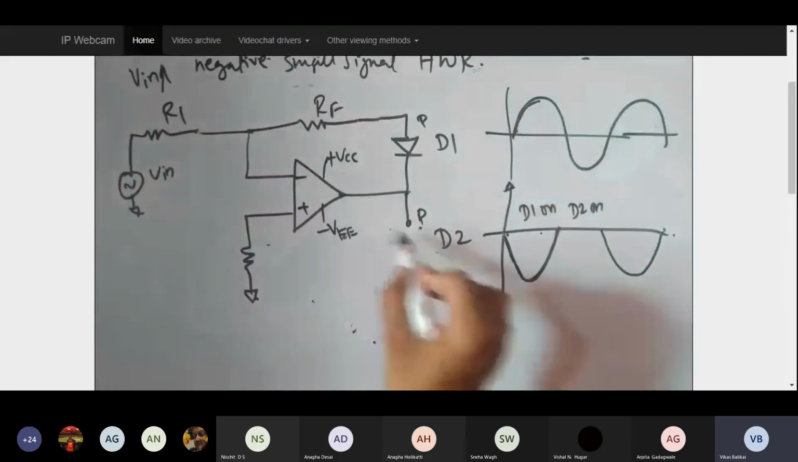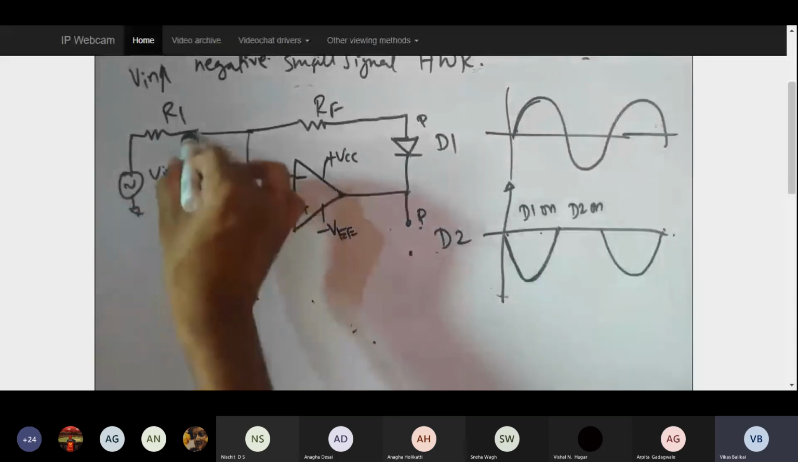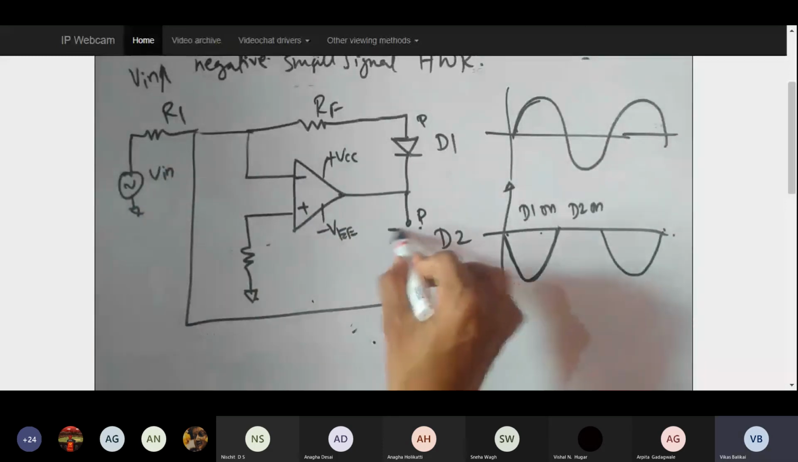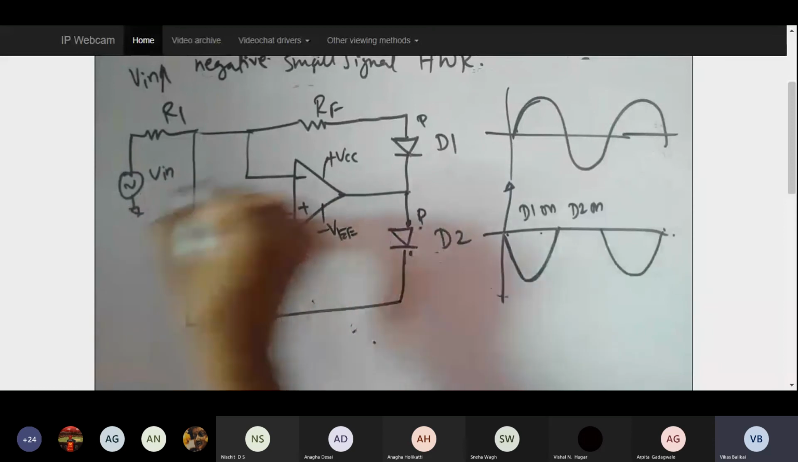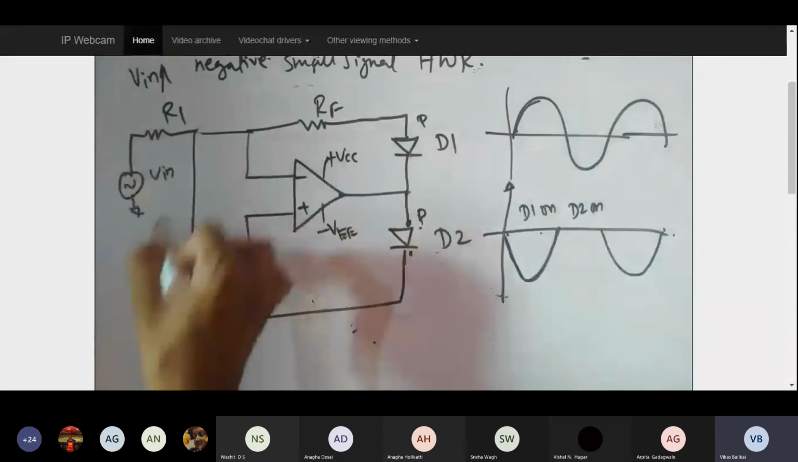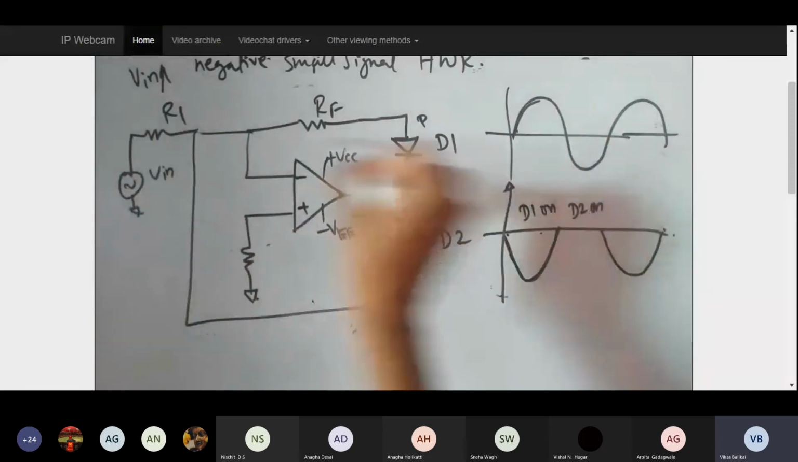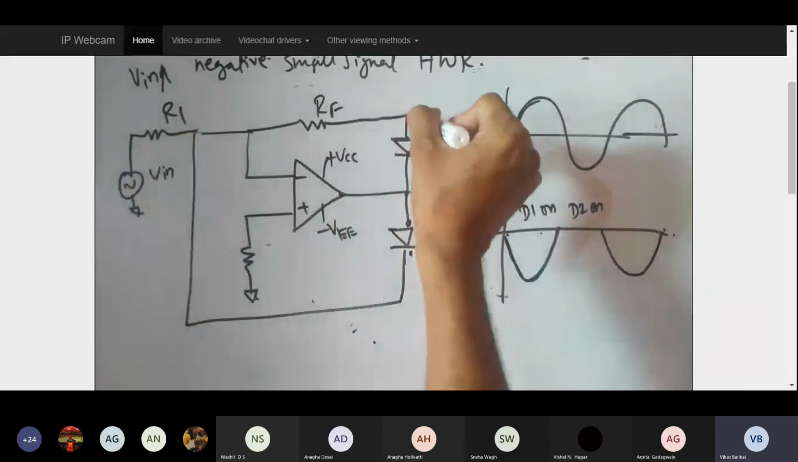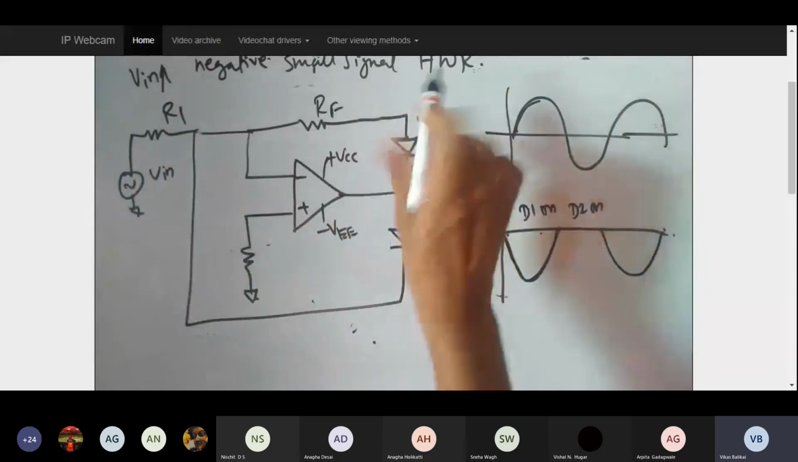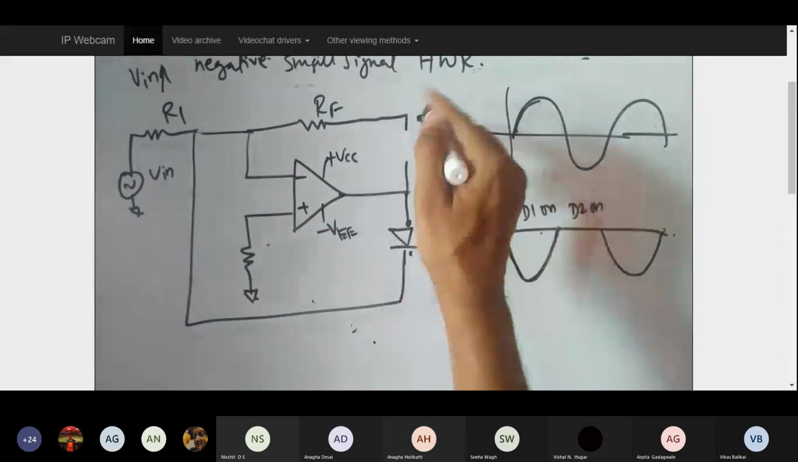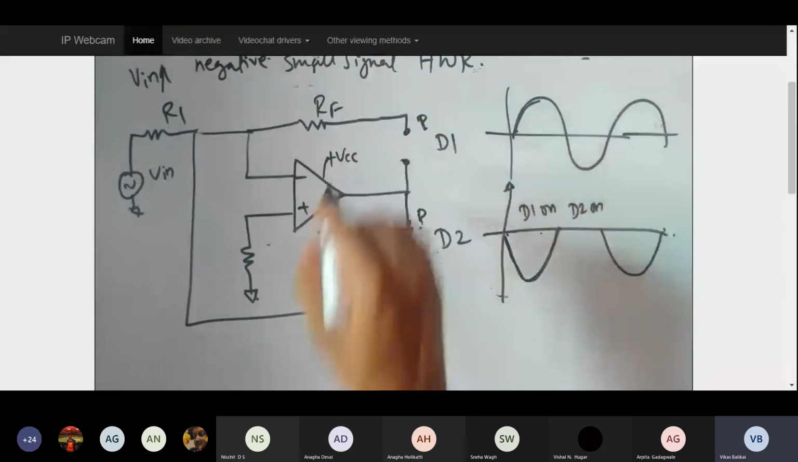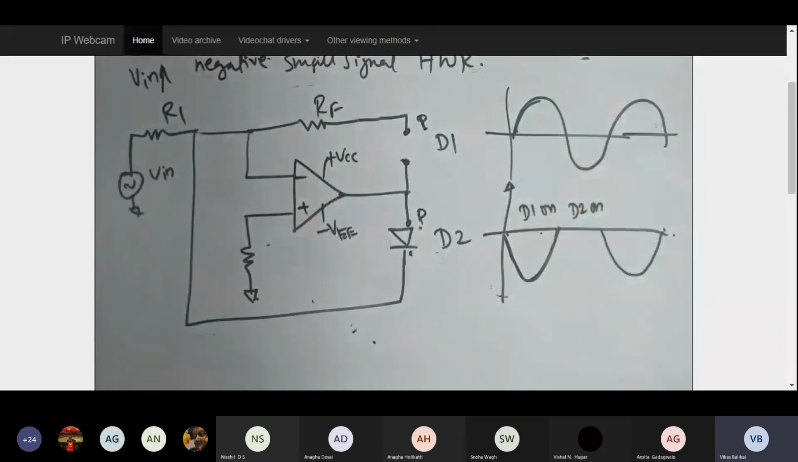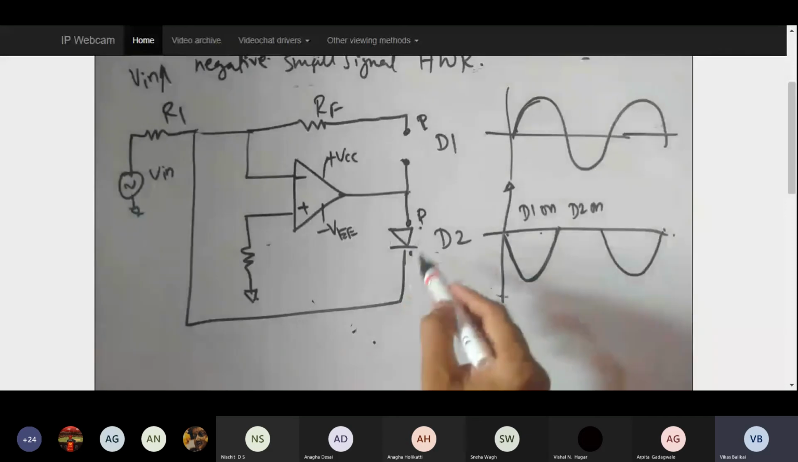So now let's say what is going to happen during the negative half cycle. During the negative half cycle, my input is negative. When my input is negative, D1 is off because negative potential is coming to P. So with D1 off, it is going to behave as a completely short circuit. Now what is going to happen when the output is negative with respect to diode D2?